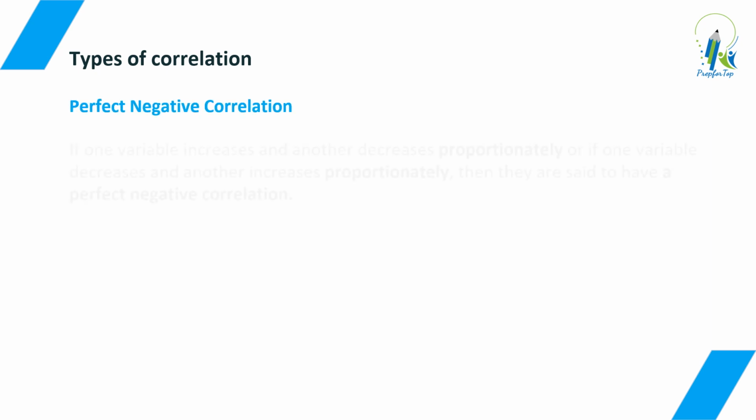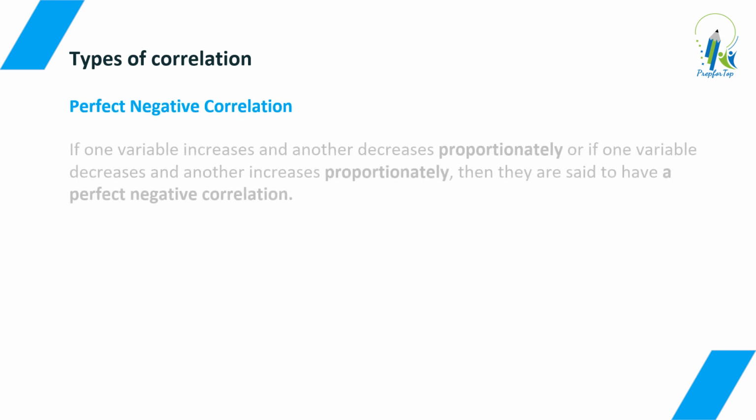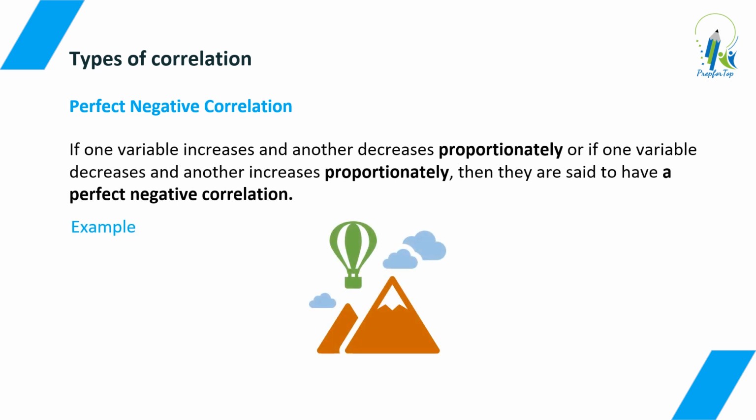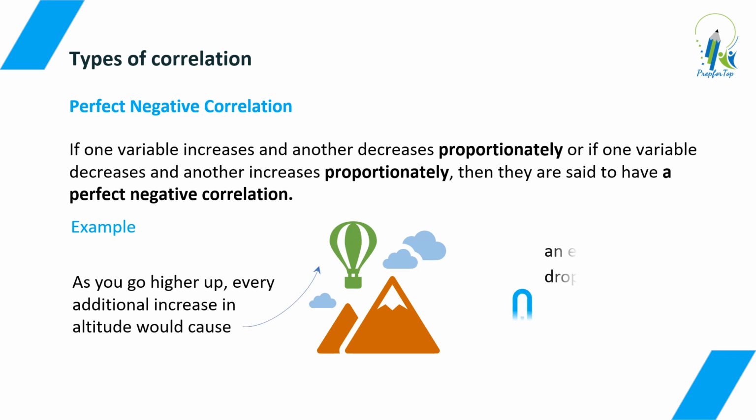Perfect negative correlation. If one variable increases and another decreases proportionately, or if one variable decreases and another increases proportionately, then they are said to have a perfect negative correlation. Example: as you go higher up, every additional increase in altitude would cause an exact proportional drop in temperature.